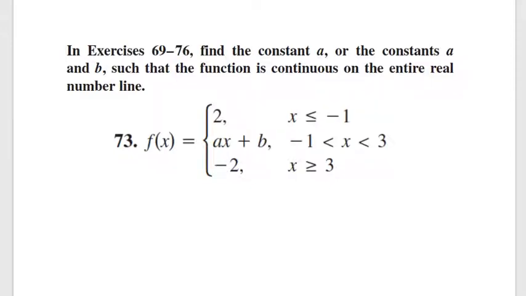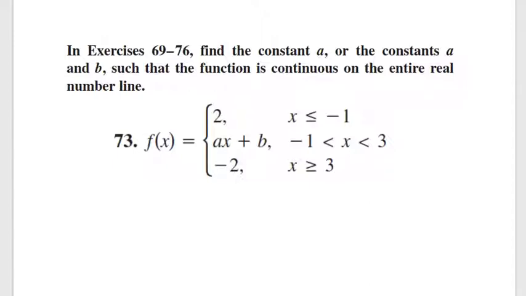Okay, welcome. Let's see a few exercises from section 2.4. The first exercise we're going to do together is exercise 73, which asks us to find the constants a and b such that the function is continuous on the entire real number line.